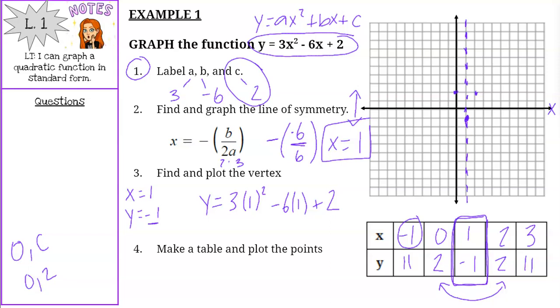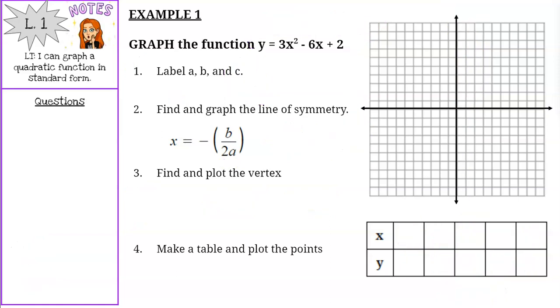So to get that, all I did was take negative 1 and put it in for the x values of my function to get my y value. So then I know negative 1, 11, and 3, 11. So it's a little off the graph. That's okay. It helps us get a better representation for our parabola. So that is how we graph a parabola or a quadratic function.